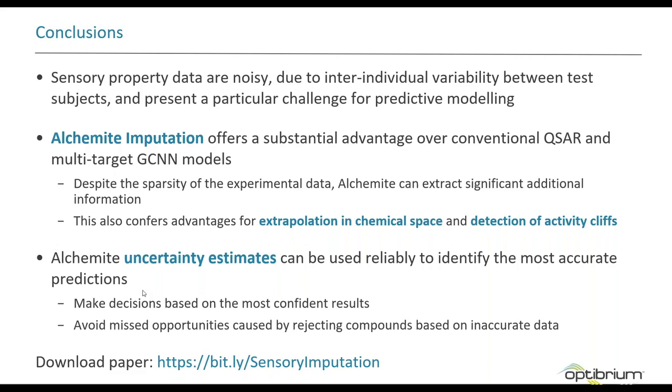I also want to emphasize that using the uncertainty estimates from the Alchemite model, we can actually look back at our data set and mark those compounds that probably need to be retested, and also check those compounds that may actually present some kind of new information to us. That might be because of large uncertainty, because this is a new chemical series. So it's definitely worth exploring further.